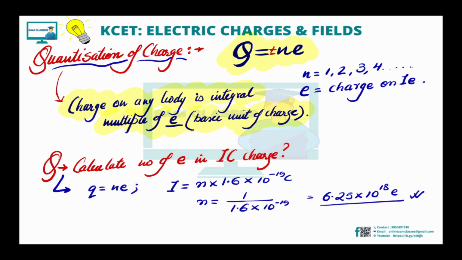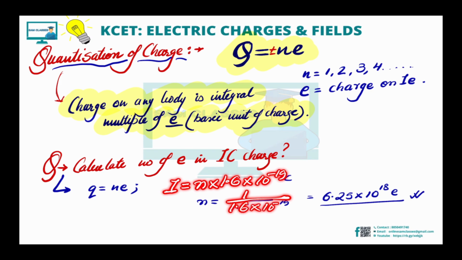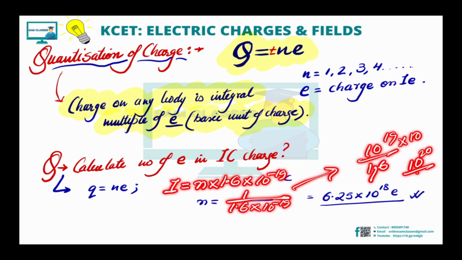The total charge is given as 1 coulomb, and that is equal to n times the charge on one electron, so 1.6 × 10^-19. You send it to that side. So n = 1 / (1.6 × 10^-19), which is 10^19 divided by 1.6. If you take the point out, 10 will come, so 10/16 × 10^19. If you solve it, you will get something like 6.25 × 10^18 electrons.